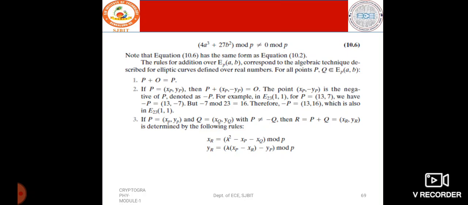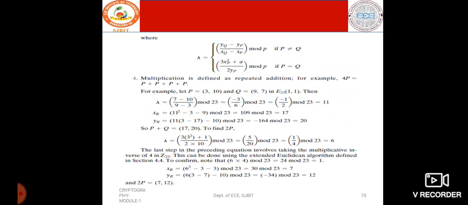If P is equal to (xp, yp) and Q is equal to (xq, yq), with P not equal to minus Q, then R is equal to P plus Q, which is (xr, yr). This is determined by the following rules: xr is equal to lambda square minus xp minus xq mod p, and yr is equal to lambda of (xp minus xr) minus yp mod p. So here we have all these equations for this rule in elliptic curve cryptography.